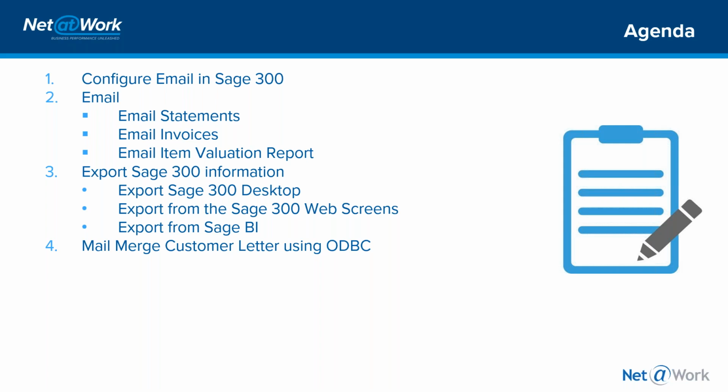We'll look at exporting data from Sage 300, from the desktop, from the web screens, from the different BI tools that are there. And then we'll look at some mail merge functionality using ODBC functionality, pulling it directly from the SQL tables into the Office products.